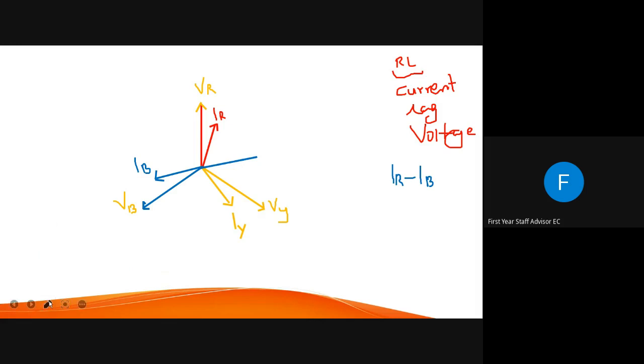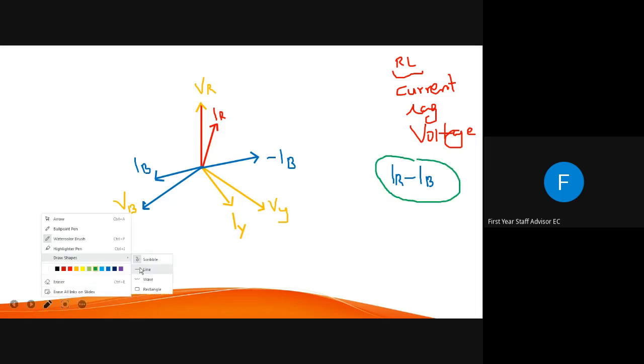So I have extended IB in the negative direction. So the steps are the same. There is not much difference in the steps of star and delta. So this is actually minus IB. Then I want to calculate what is IR minus IB. The same procedure: I am going to draw the resultant in the middle of the vectors. So it will come exactly somewhere here.